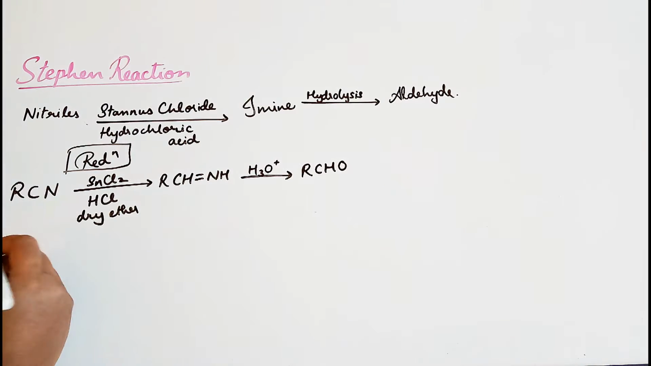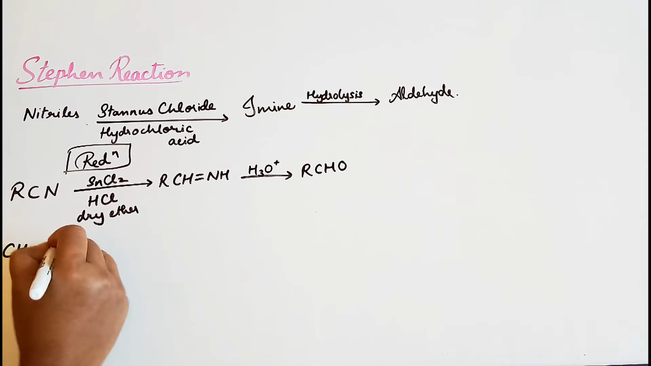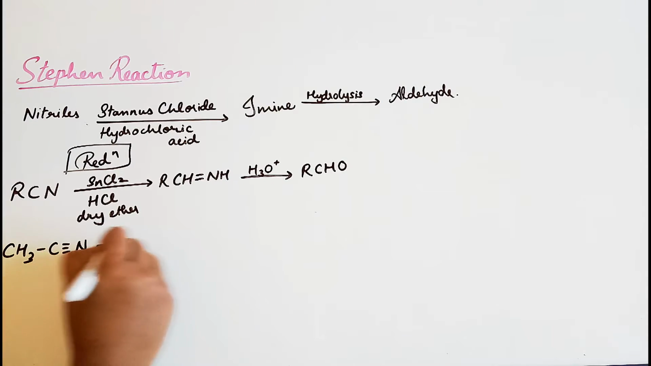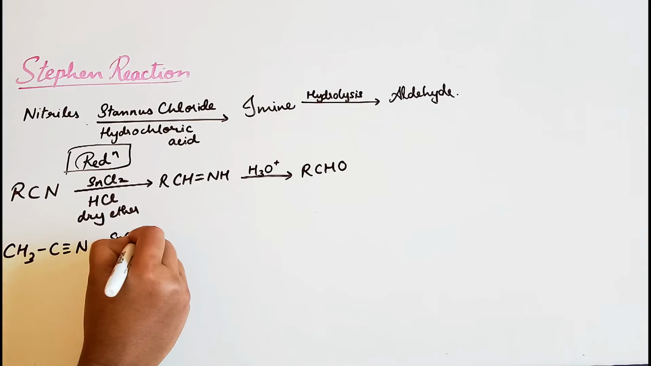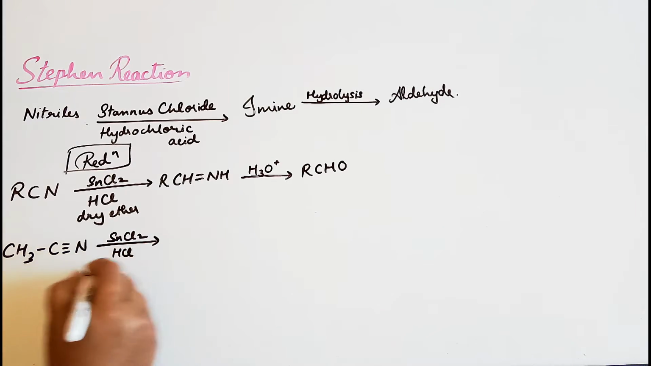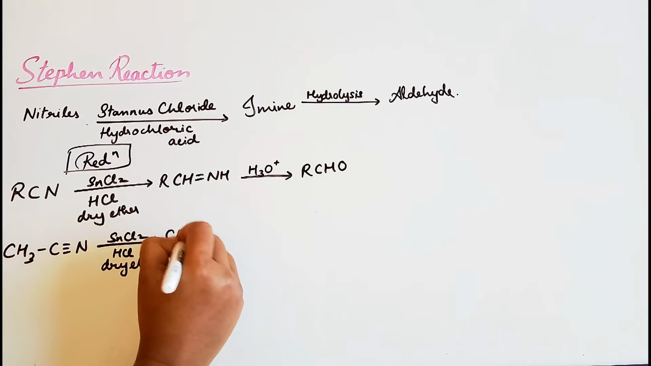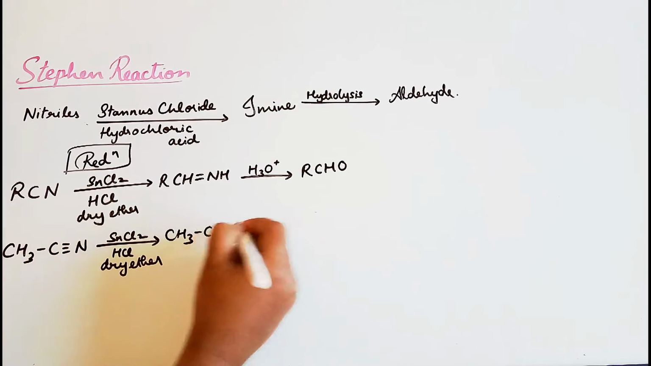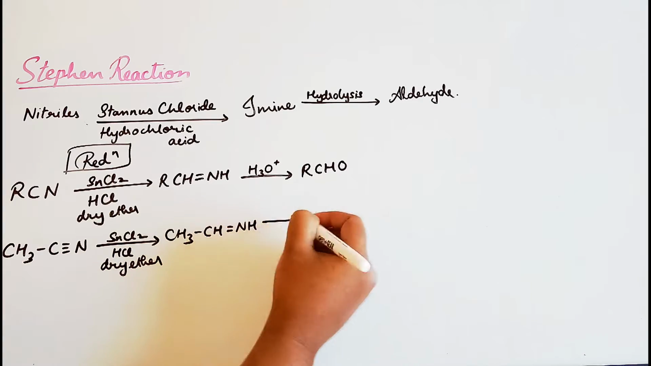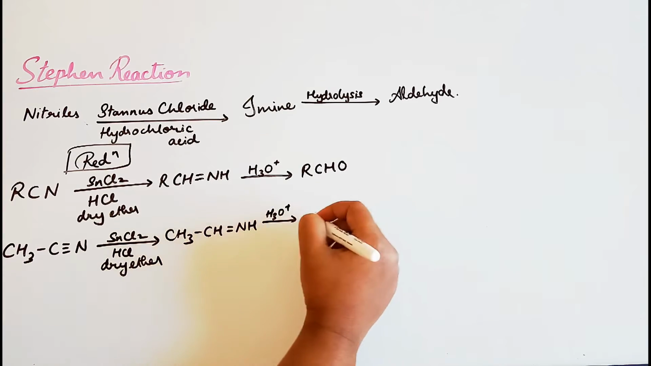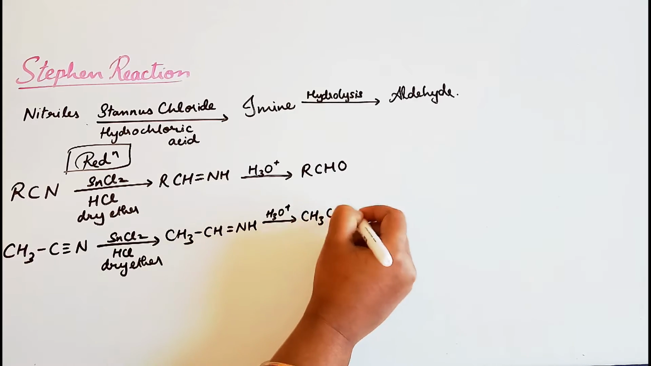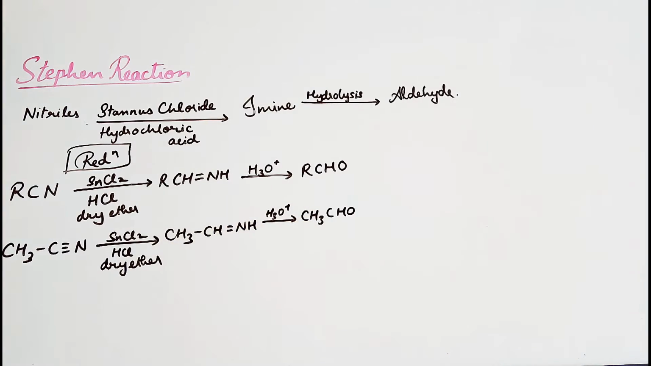So let's take an example. For example, CH3C≡N is reacting with SnCl2 and HCl in dry ether to give us CH3CH=NH. This undergoes hydrolysis to give us CH3CHO. As I told you, ketones are not prepared by this method.